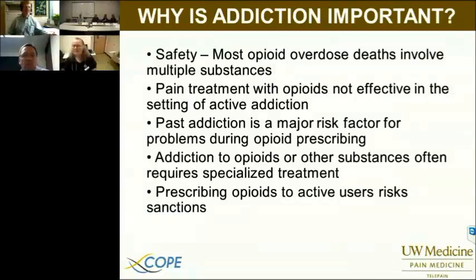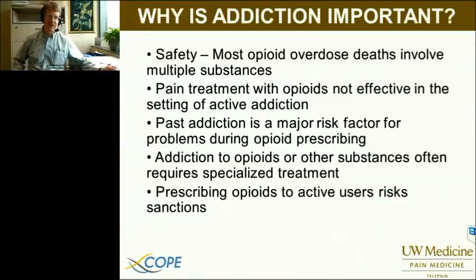So addiction is important in the treatment of pain, primarily around safety issues. Most deaths that happen with opioid overdose do involve multiple substances, and even if they're in the context of pain treatment, usually there's other things going on besides just the pain prescription. I think an average of 4 or 5 drugs is in the system of most people who overdose. Pain treatment with opioids is also not going to be effective in the setting of an active addiction, and so keeping monitoring for that is also important for the treatment of pain.